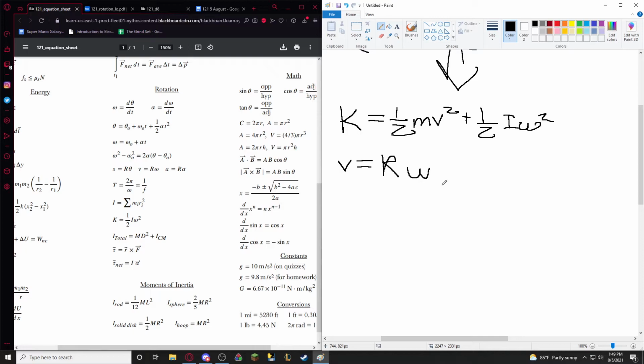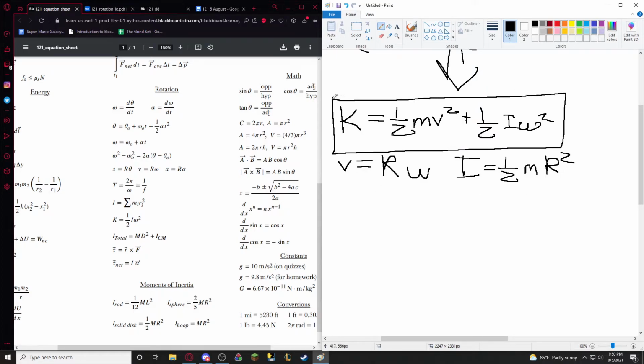And what was the moment of inertia of our disk again? Oh, 1/2 mass times radius squared. I is equal to half m. I'm actually going to keep it consistent and write little m r squared. Using these two equations, we can go ahead and write our kinetic energy in terms of just one set. Instead of it being in terms of m, v, I, and omega, we can just write it in terms of just mv or just I omega.